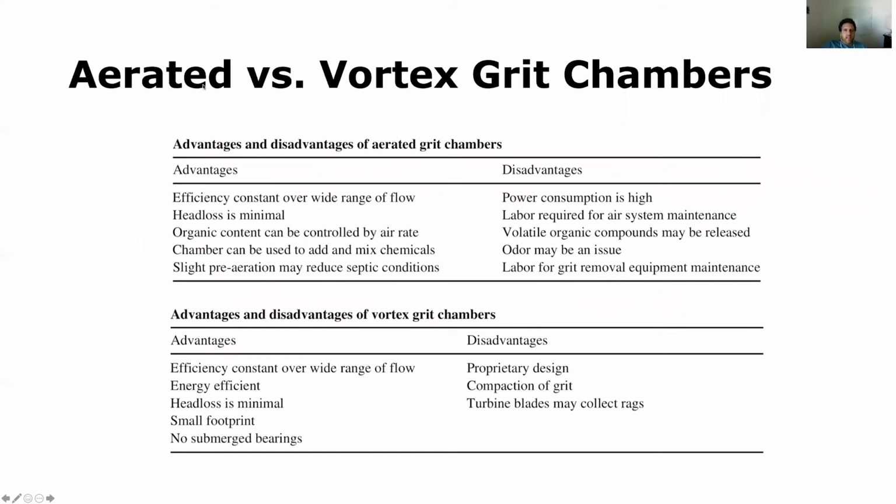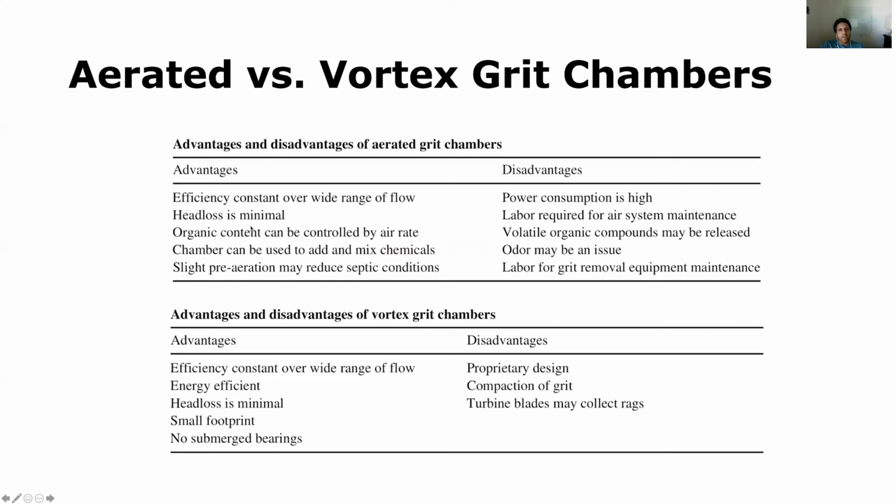Now there are trade-offs between these two different types of grit chamber designs. So you can see the advantages and disadvantages of aerated grit chambers. The advantages are that we've got efficiency that is constant over a wide range of flow rates, and minimal head loss. The air rate can be tweaked to control the organic content that's removed. The chamber can also be used as a mixing chamber if we want to add some chemicals for the subsequent process, which is primary sedimentation. If we want to add a flocculant or some type of coagulant to do coagulation, flocculation, enhanced primary treatment, we can use this chamber as mixing.